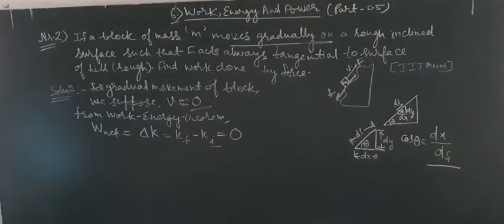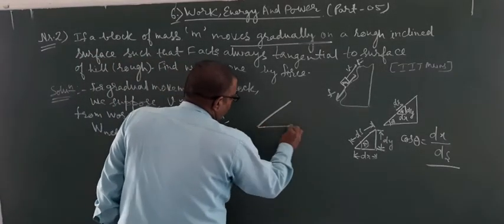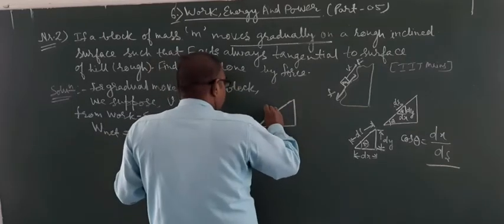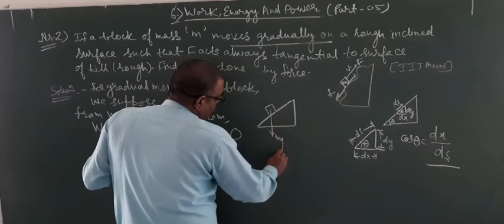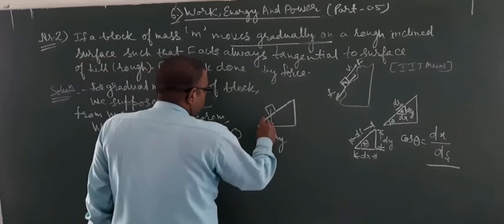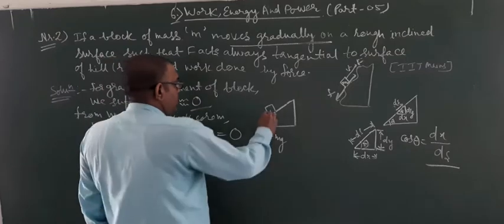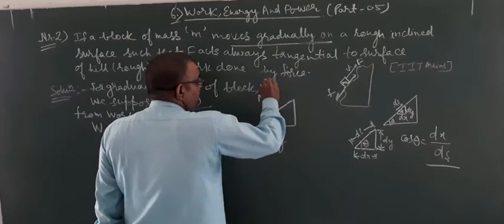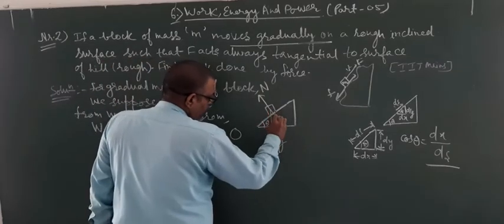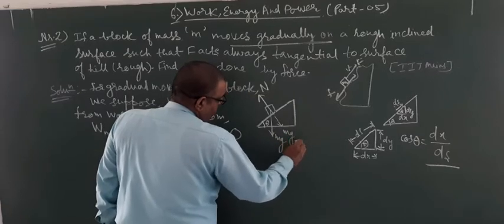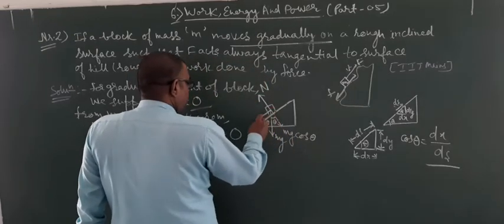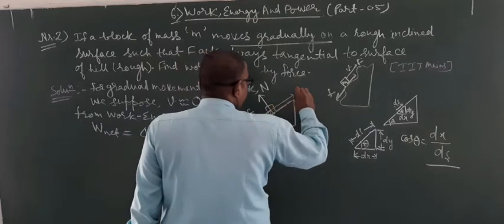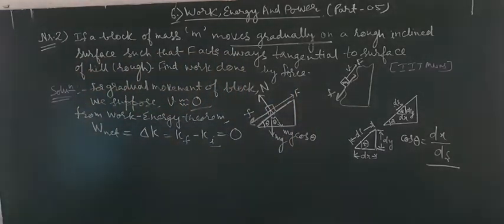Now we are going to draw the free body diagram of the block. Suppose this is the block of mass m. So weight mg is acting in this direction, and this angle is theta, and this is the normal reaction N. This angle is also equal to theta, and this is mg cos theta. This is the frictional force and this is the applied force.